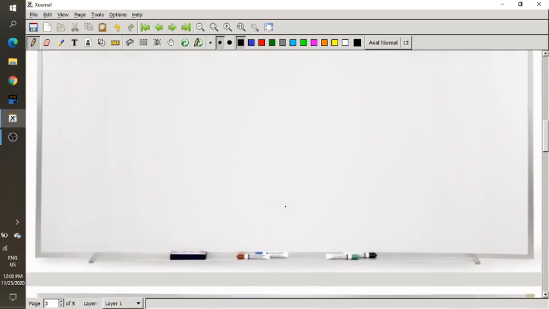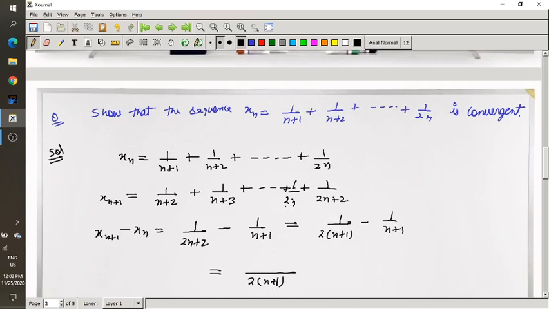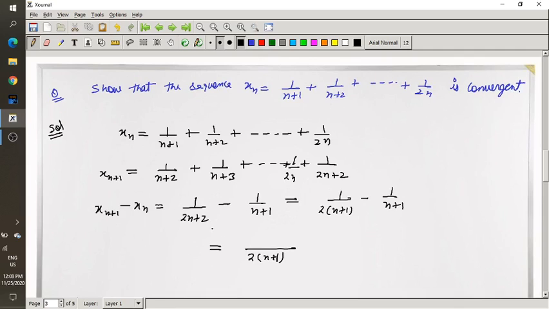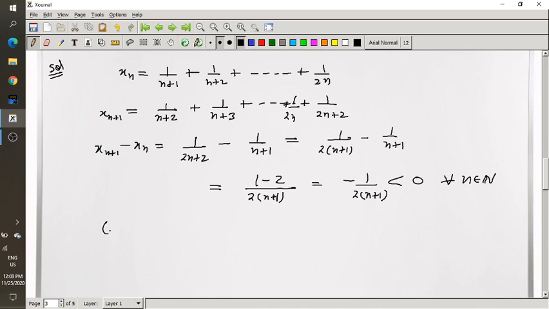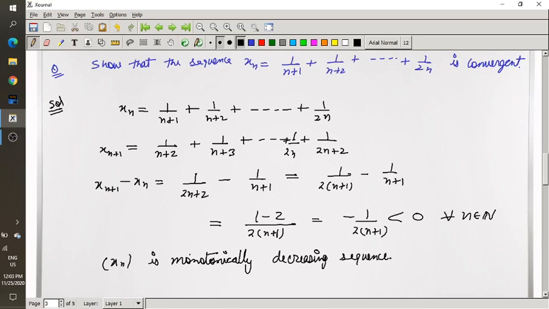So the previous question was also decreasing. Okay, so here again we have a decreasing sequence. So we have 1 minus 2, which is negative of 1 upon 2 into n plus 1, right? So this is again a negative number for all n belongs to natural number, right? So therefore xn is a monotonically decreasing sequence. Right. Now it is a decreasing sequence.